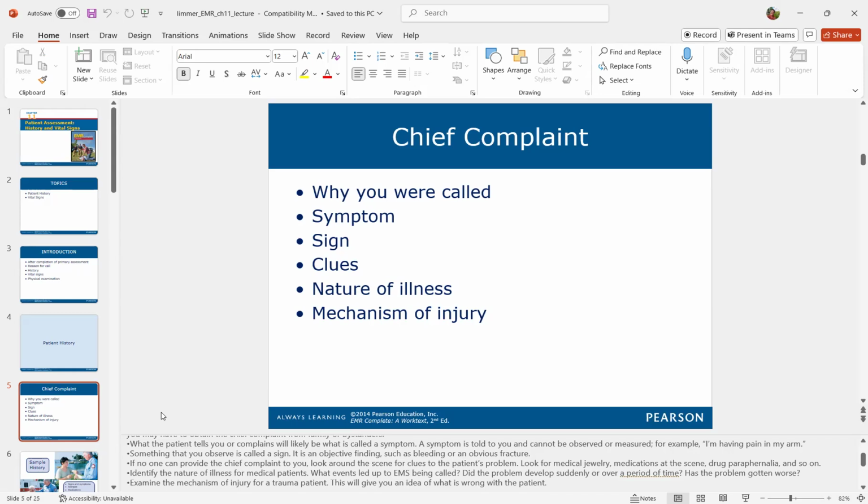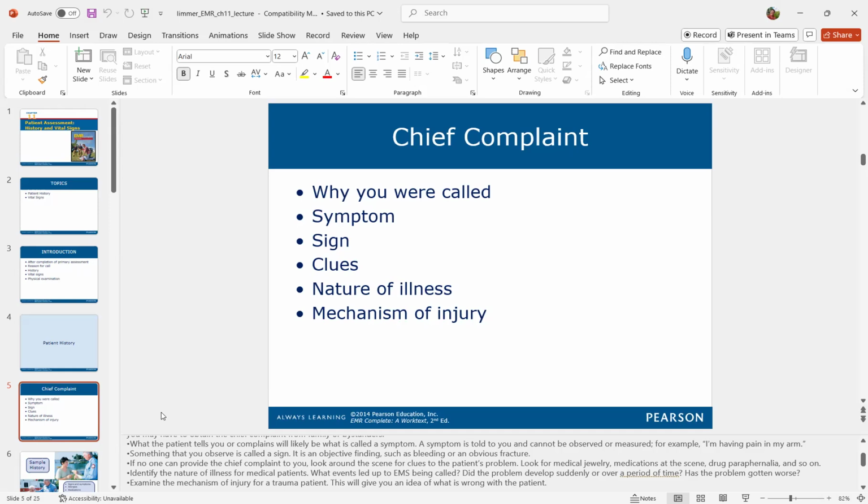We want to identify the nature of illness. For medical patients, typically it's going to be an illness. For trauma patients, it's typically going to be the mechanism of injury, so how they got hurt. When it comes to identifying the nature of illness for medical patients, what events led up to us being called? Did the problem develop suddenly, or over a period of time, so more chronic? Has the problem gotten worse? And that's why they called.